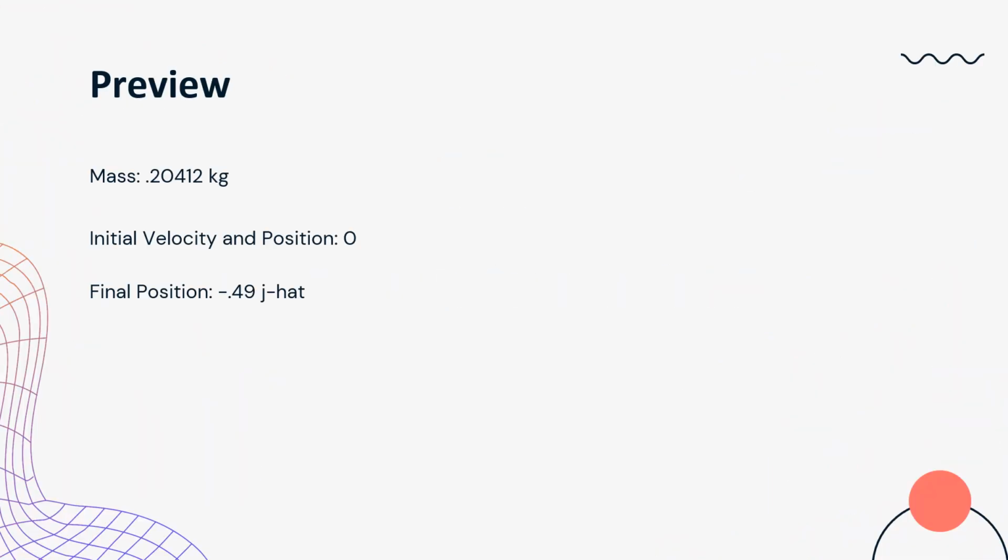As a preview, as stated in the slinky video, the slinky had a mass of 0.20412 kilograms, and the initial velocity and position were 0 as it dropped from rest, and the final position was negative 0.49 in the y direction because the origin was placed at the start of the motion.